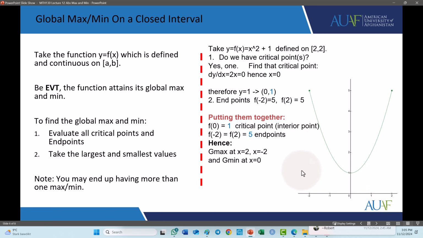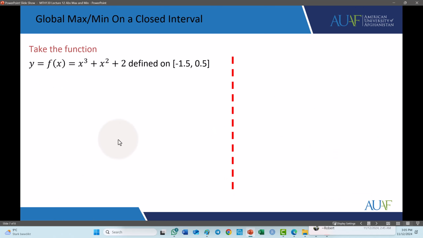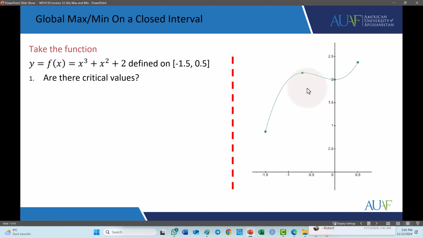So both of them are representing the global maximum, which is the largest value of the function on this closed interval. Let's have a look at the function x cubed plus x squared plus 2 defined on a closed interval minus 1.5 to 0.5, which is this function here, from minus 1.5 to 0.5. If you look at the graph of the function, do we have critical points? Yes, we have one turning point here, which is a smooth turning point, and another turning point here, which is again a smooth turning point. Therefore, the derivative of the function at both of these points exists and is 0.